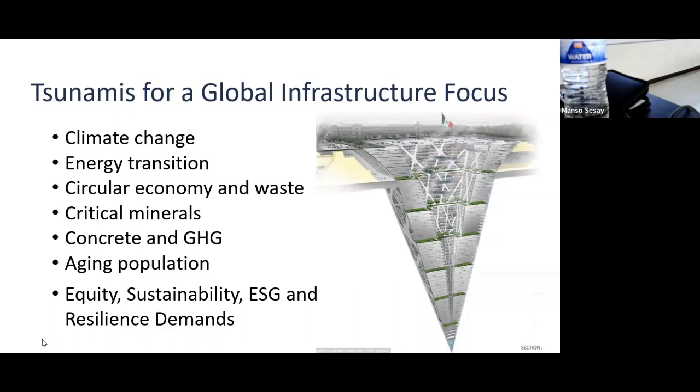Something to think about for the future. Aging population, which we certainly have. I'm among them. And we have increasing issues of equity, sustainability, ESG, and resilience. So if more storms happen in the future, storms are very big, wipe out the city, it comes back fast, right?